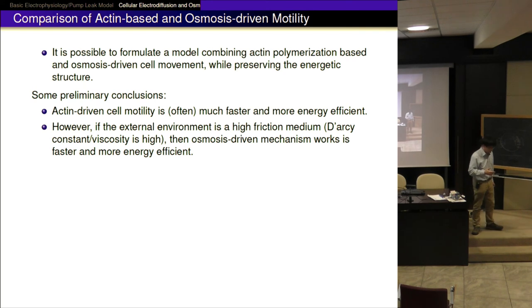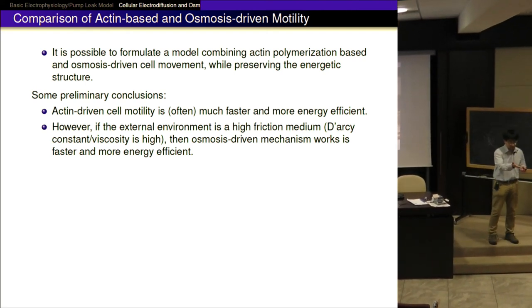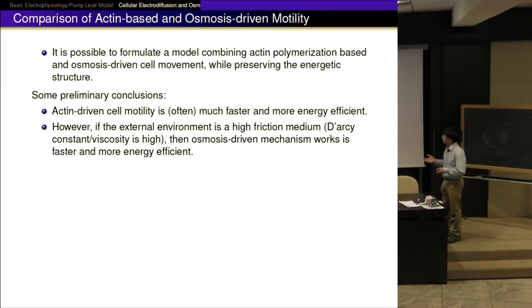So we've been able to extend this PDE model that I just described to also incorporate actin polymerization-based cell movement, so that we can start to understand the interplay between actin polymerization and osmosis-driven cell movement. And what turns out to be the case is that actin-driven cell movement is much faster, more efficient. Okay, that's okay. But it turns out that if the external environment is very high friction, so maybe there are lots of extracellular matrix proteins or whatnot, then it turns out that the osmosis-driven mechanism actually works much better. And maybe it's also not too surprising.